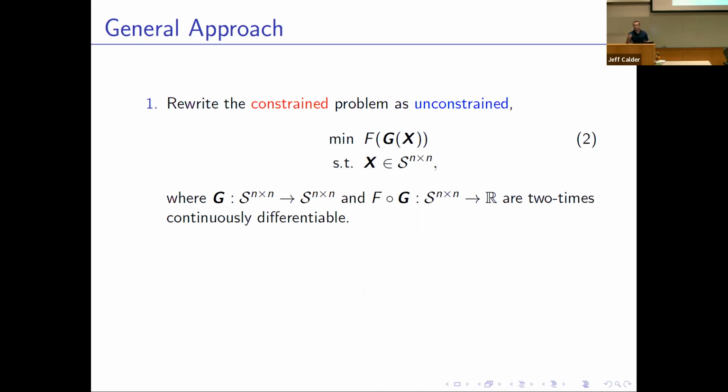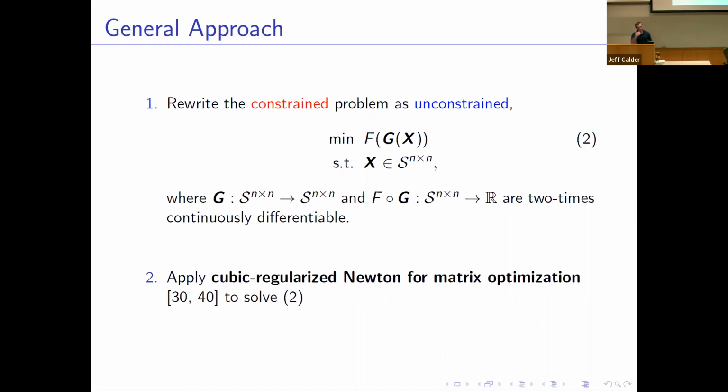that I can write it so that both g and my composition, f composed with g, are going to be 2 times continuously differentiable. The idea being is I want to apply higher order methods. I need to maintain differentiability to do this. So we're going to work to rewrite our first model in the form of number 2 to be completely unconstrained. And then we're going to apply cubic-regularized Newton for this matrix optimization problem.